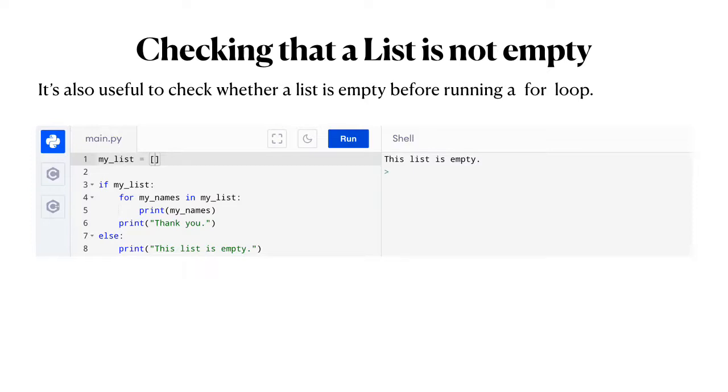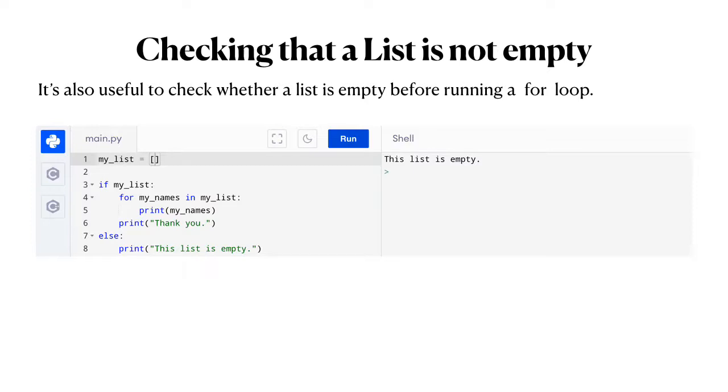If my list has elements in it, Python will perform the code that I wrote there: for my names in my list, print my names, print thank you. Okay? Those codes, line number 4 to line number 6, are under line number 3. Now, what if Python finds out that my list is empty, meaning if my list is false? So line number 3 is false. Then it will perform the else command: else, print this list is empty.